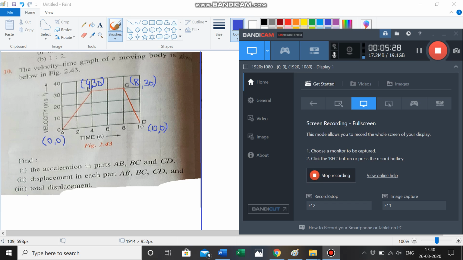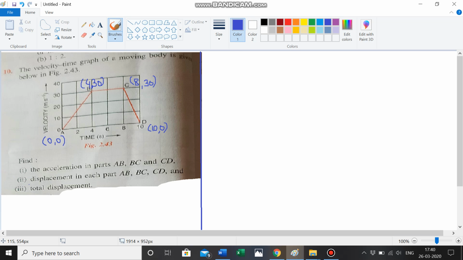So let's move on to question number 10. The velocity-time graph is given. We need to find acceleration. If I remember, the acceleration is given by the slope. So acceleration for part AB will be given by the slope of AB, which is equal to y2 minus y1 upon x2 minus x1. For our convenience, I've already written the numbers. So it is 30 minus 0 upon 4 minus 0, which is equal to 30 upon 4, which is equal to 7.5 meter per second square.